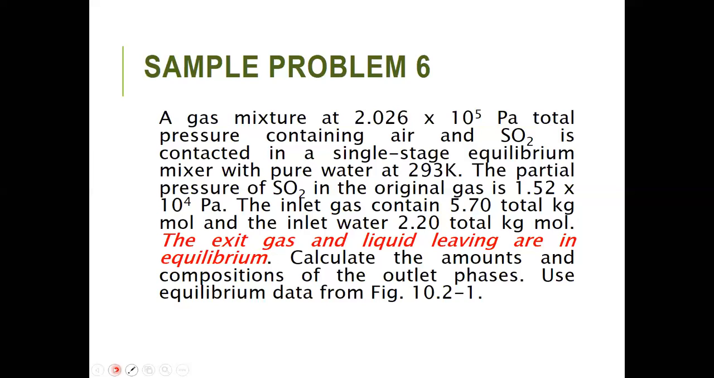Now, to start off with the application of those simple material balance equations, we'll have this sample problem concerning the presence of sulfur dioxide in air. This air has to be cleaned or scrubbed of sulfur dioxide by using pure water as the solvent. So a gas mixture at 2.026 times 10 raised to 5 Pascal total pressure containing air and sulfur dioxide is contacted in a single stage equilibrium mixer with pure water at 293 Kelvin.